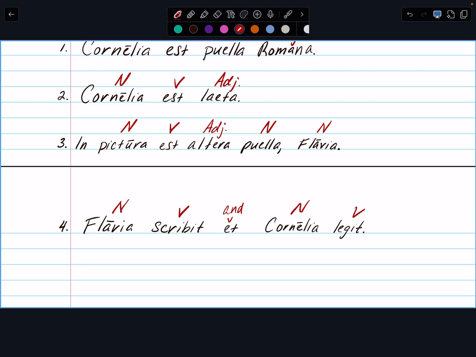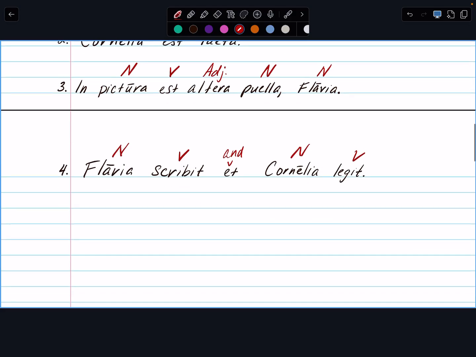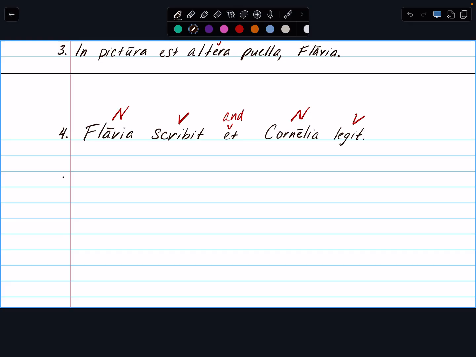I'd say let's try one more. Okay. Throwing a new name at you. All right. The sentence reads, Davus in Italia habitat.